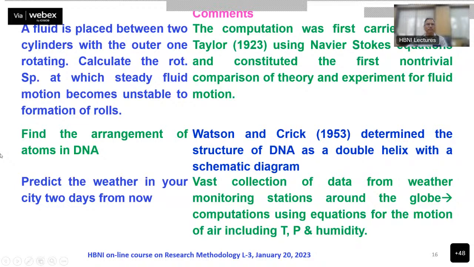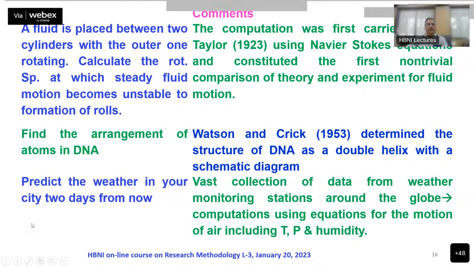Find the arrangement of atoms in DNA, a model of DNA. Watson and Crick in 1953 determined the structure of DNA as a double helix with a schematic diagram. These are the theoretical models that people are working on.